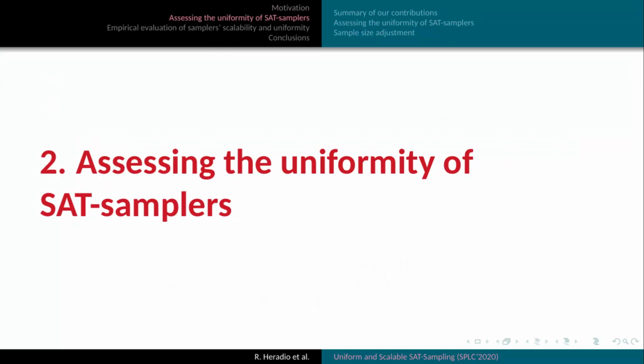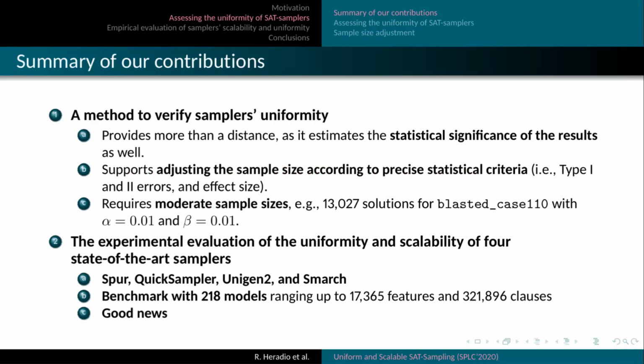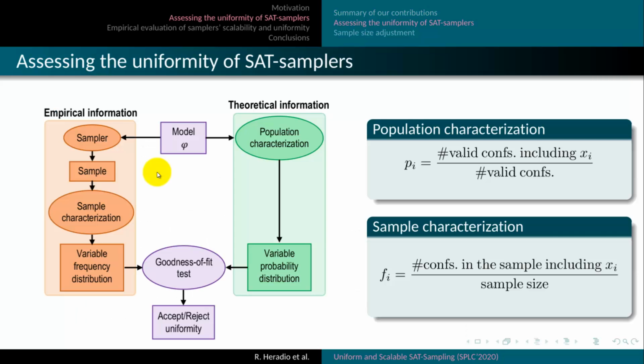So, what's our paper about? Well, in our paper we propose a new method to verify samplers' uniformity which overcomes the shortcomings I just mentioned. We also apply this new method to validate the uniformity and scalability of 4 state-of-the-art samplers, which are SPUR, QuickSampler, Unigen2, and SMART. This figure represents our method to validate the uniformity of a sampler. To do so, it compares empirical information of a sample generated with the sampler with theoretical information regarding all valid configurations in a software product line.